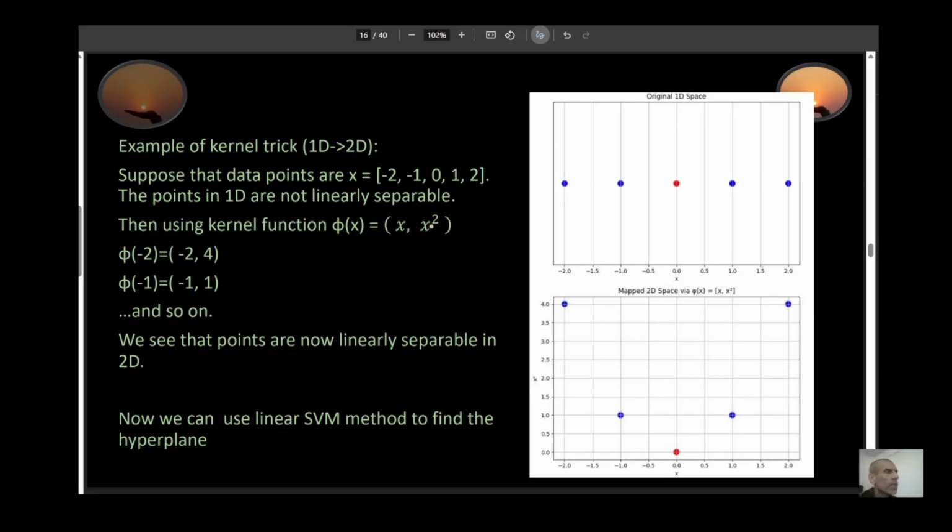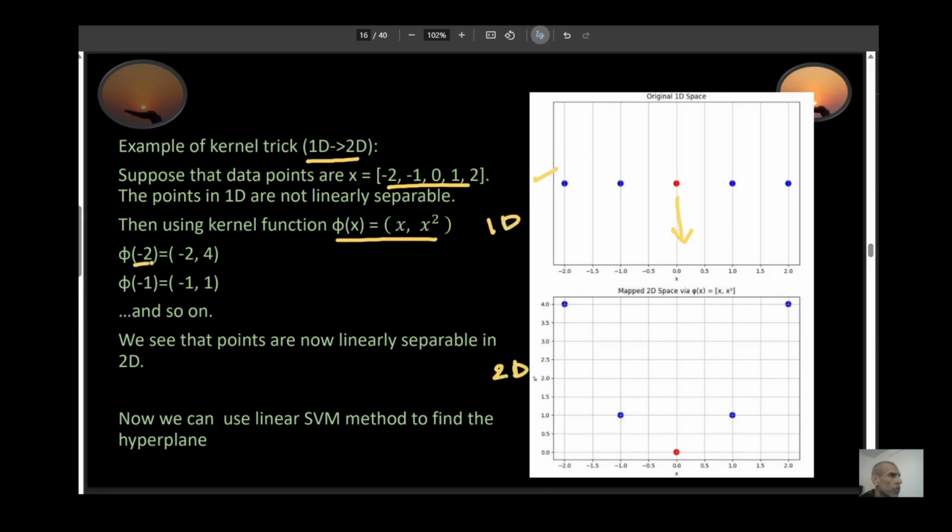Let's understand this through an example. We're going to use kernel trick to go from one dimension to two dimensions. So suppose you have data points right here. These are your data points, x, right here, and these are in your one dimension. Now, clearly, you can see that this data point is not linearly separable. But suppose now we use this kernel function. And by using this kernel function, these points are going to get mapped to two dimensions. This is my one dimension points, and they get mapped to two dimension.